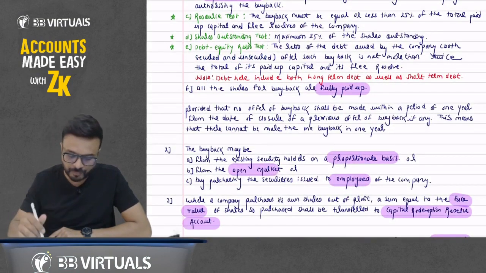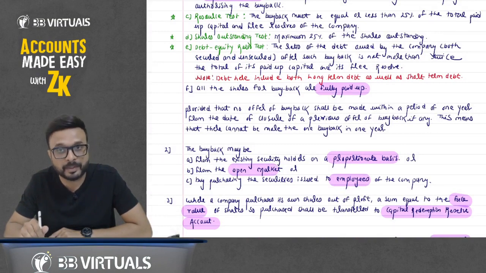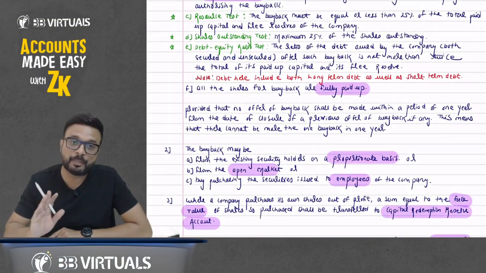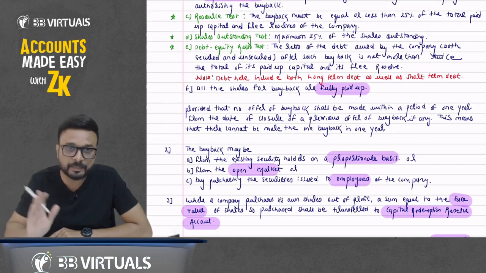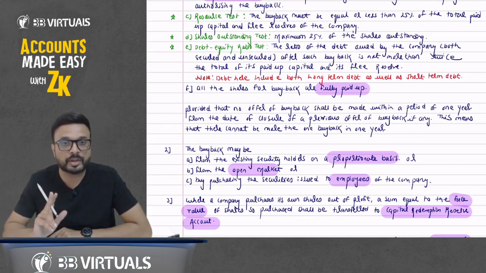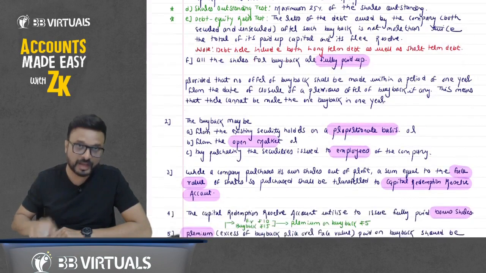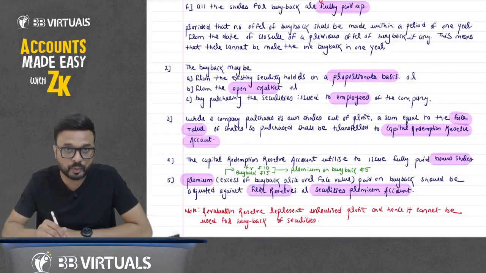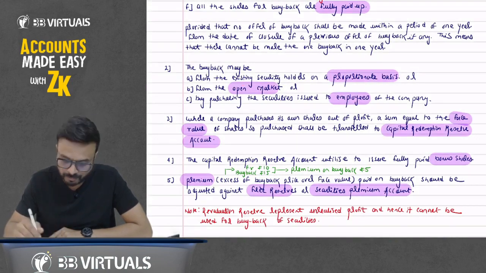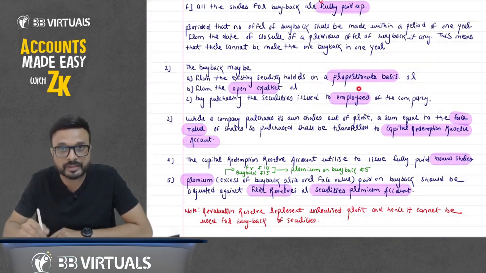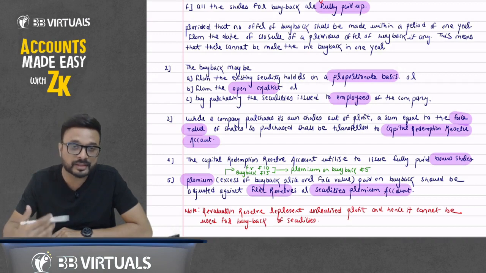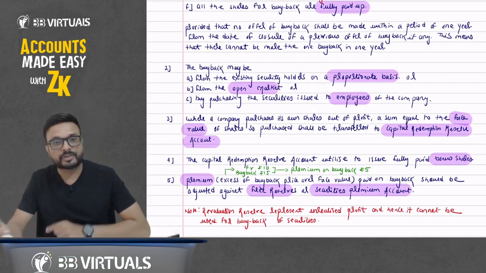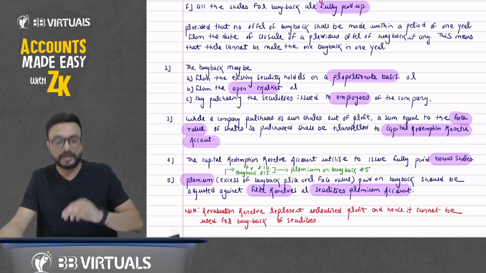Now, when we do buyback, the shares should be fully paid up shares. And there should be a gap of 1 year from the previous buyback. It means that within a year, you can do only one buyback. Now, when you do the buyback, you have to purchase the shares. You can purchase from the existing shareholders. You can purchase from the open market, that is from the stock exchange. And you can purchase also from the employees, because sometimes we issue shares to employees as well. So now we are repurchasing those shares from employees.